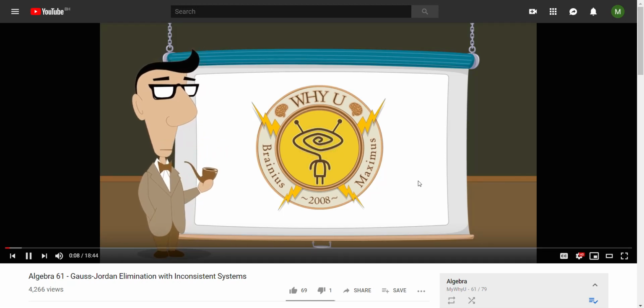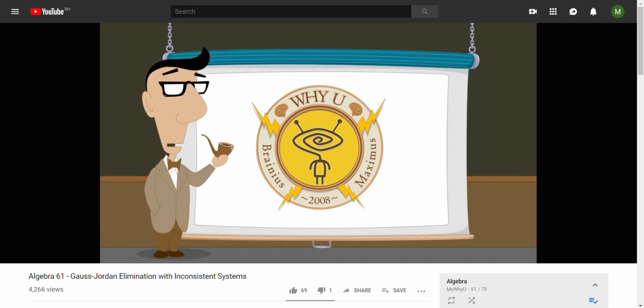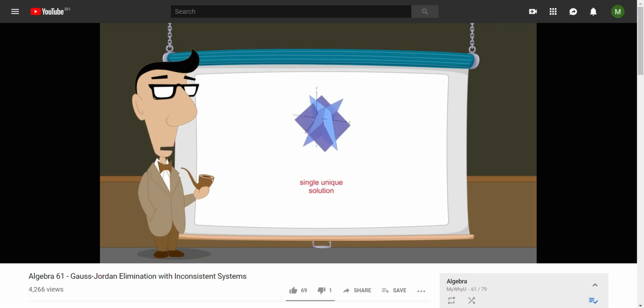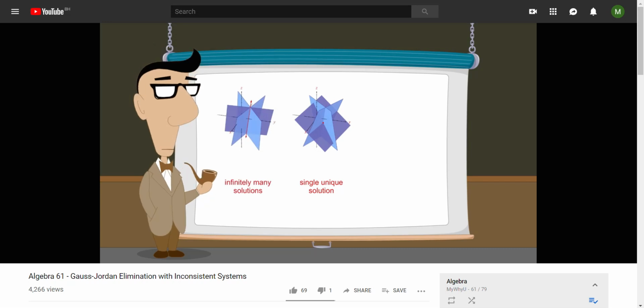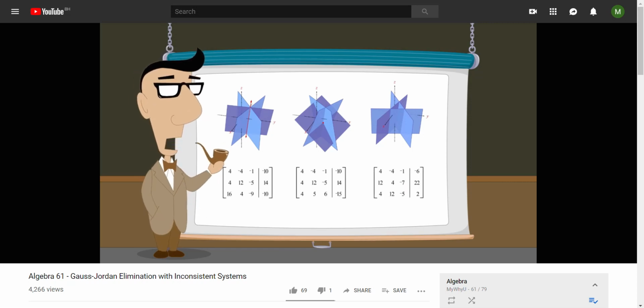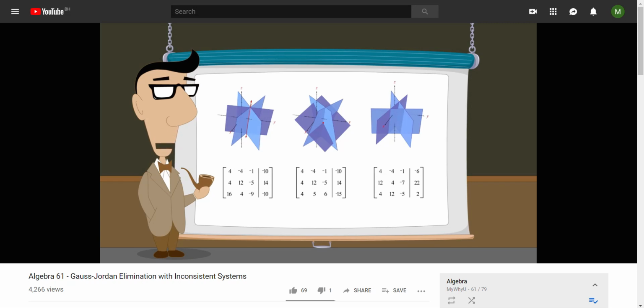Welcome to YU. So far, we have studied systems of linear equations which have single unique solutions, infinitely many solutions, or no solutions. And we have seen that when those systems are represented as augmented matrices, it is easy to tell which type of solutions the system has once the matrix has been transformed to reduced row echelon form through the process of Gauss-Jordan elimination.